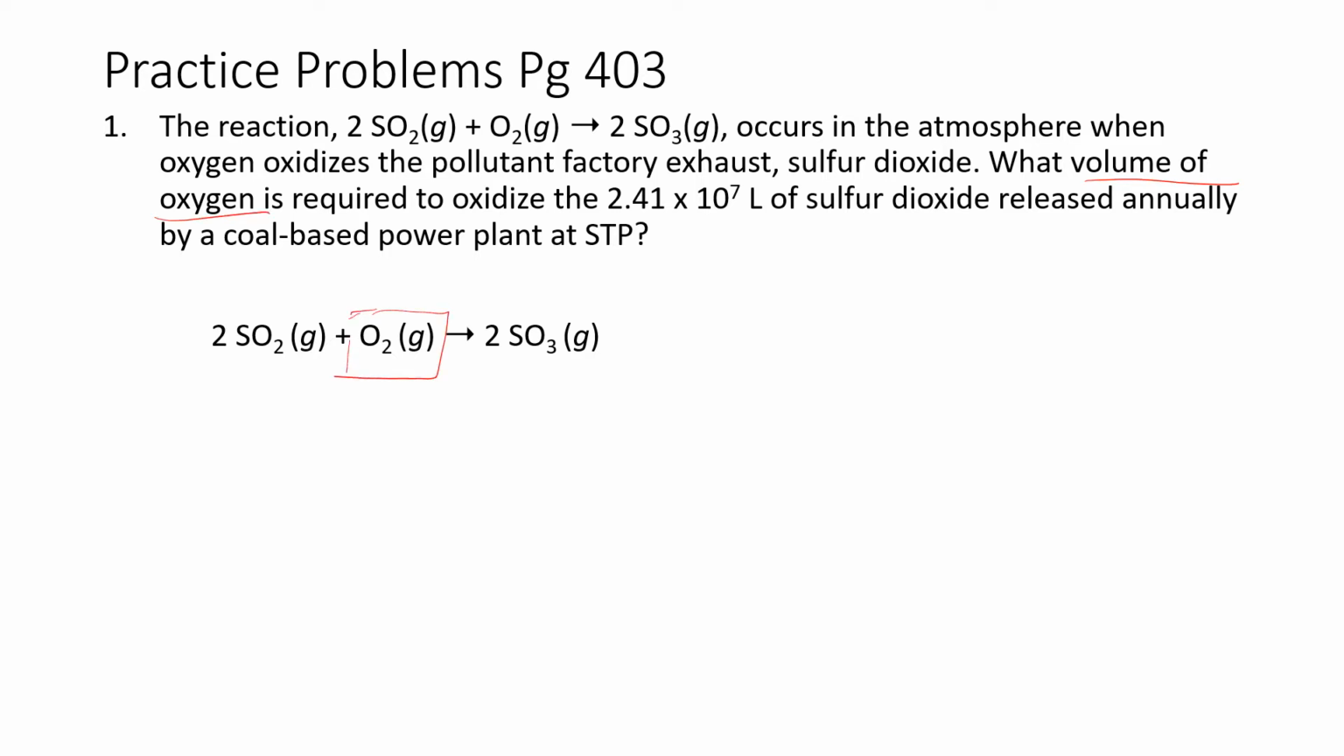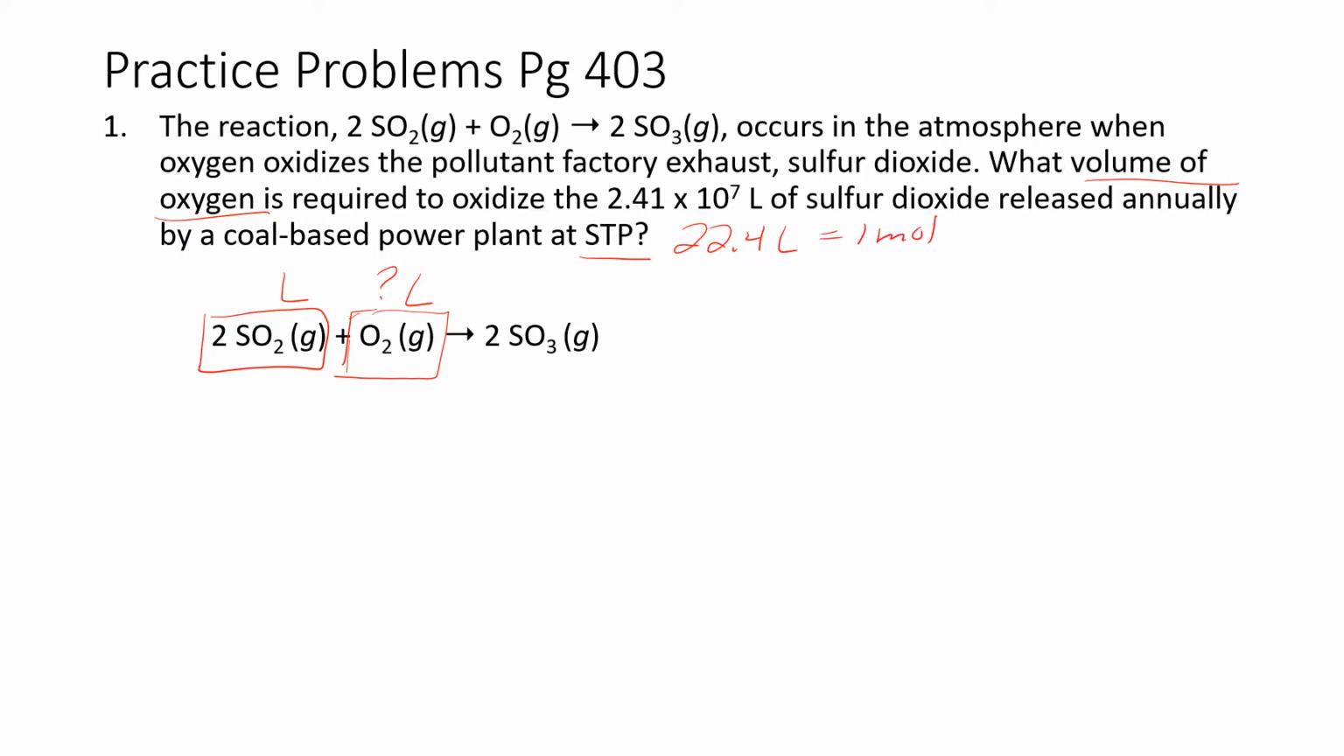So we want to know what volume of oxygen we are using. So we're focusing in on oxygen. We want to know how many liters it has. And we are oxidizing 2.41 times 10 to the 7th liters of sulfur dioxide. So we have liters of sulfur dioxide, and we need to convert from one to the other. So we're going from liters of one to liters of the other. It is at STP, so we do have permission to use our 22.4 liters per mole.